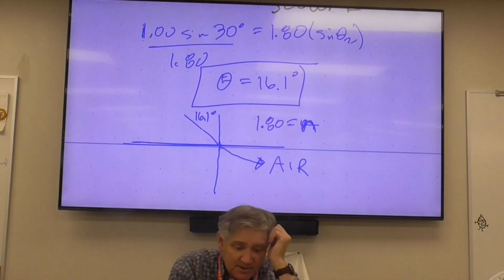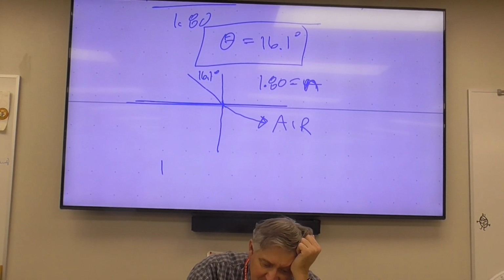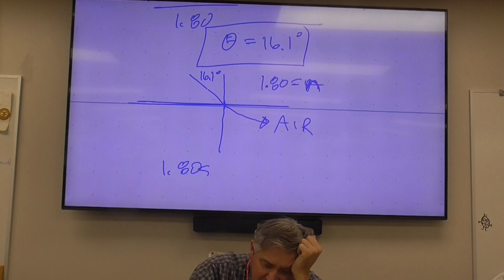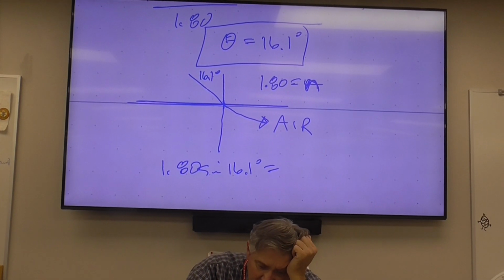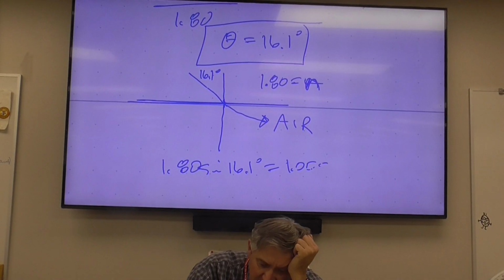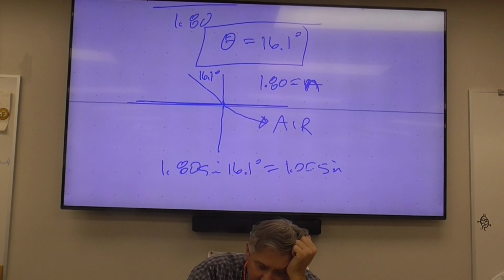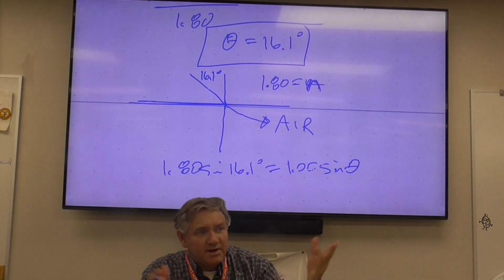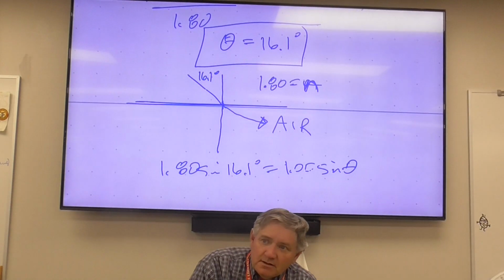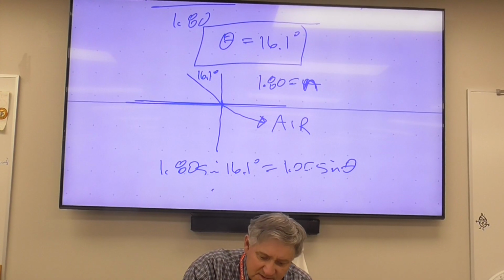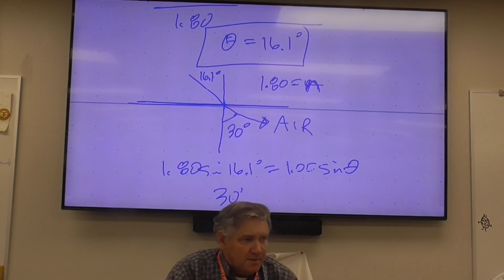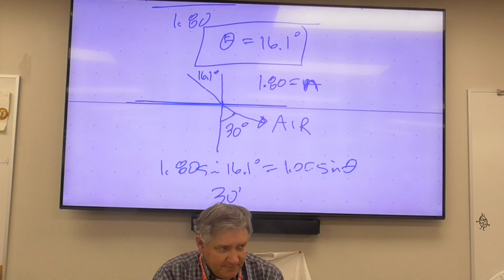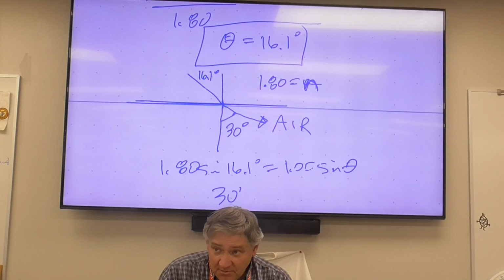And again, you can do this mathematically. If you take 1.80 times the sine of 16.1, that equals 1.00 times the sine of theta. What are you going to get theta to be? 30 degrees. So this became a bigger angle. Okay? So you got the visual and the math.